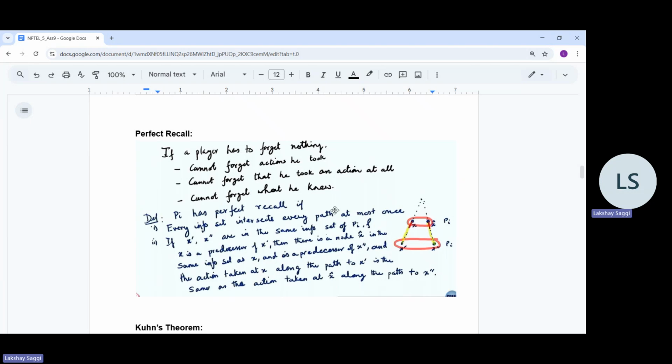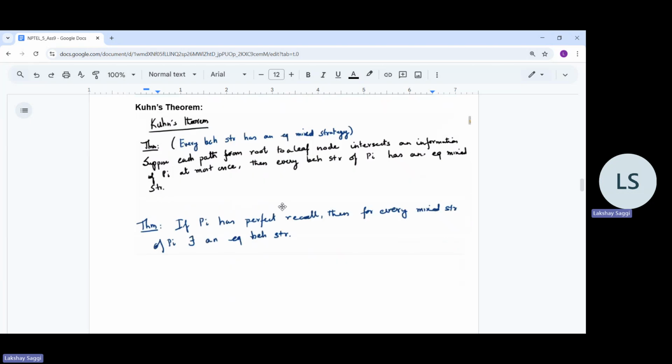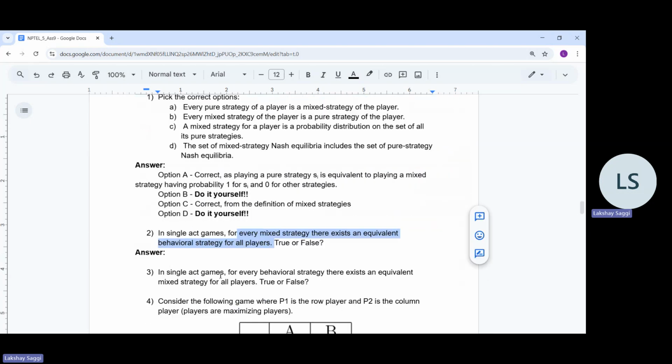And all of these are relevant only when a player is playing for more than one turn. Also, in these definitions, every information set intersects every path at most once. So if a player is playing only once, then the information set will intersect exactly once. Similarly, in the second definition, we are defining predecessors of x prime and x double prime, and predecessors will exist only if the player is playing more than once, right? So the conditions of perfect recall can only be violated in multi-act games, not in single-act games.